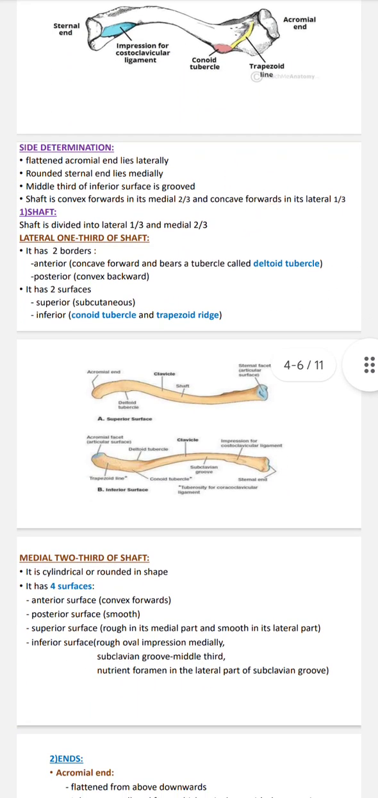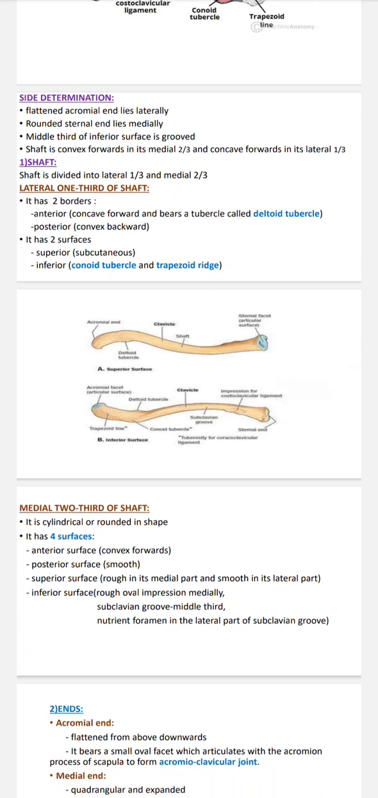So next we'll see about side determination. How will you identify the side, whether it is right or left? So the first point to identify the side is it has a flattened acromial end that lies laterally, and rounded sternal end lies medially. So middle third of the inferior surface is grooved, and it's known as subclavian groove.